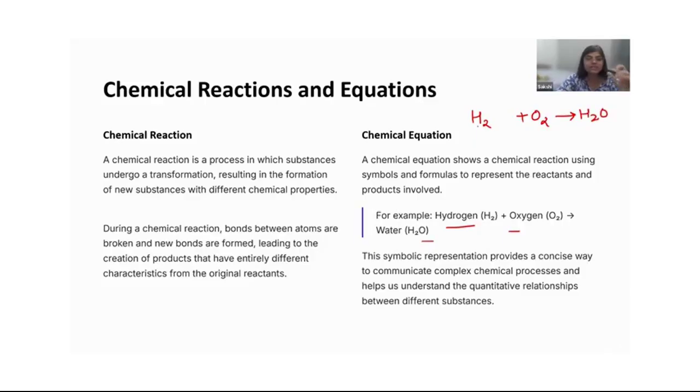So we are given certain symbols which you have studied in class 9, that hydrogen, we give it the symbol H, right? Oxygen, the symbol is O. How to write the formula that we have studied in class 9, right? So water molecule is being formed, right? So this is a symbolic representation of a chemical reaction, right? Like instead of writing hydrogen plus oxygen gives water, we can write H2 plus O2 gives us H2O, right? So this symbolic representation provides us with a very concise way to write the chemical equations, right?